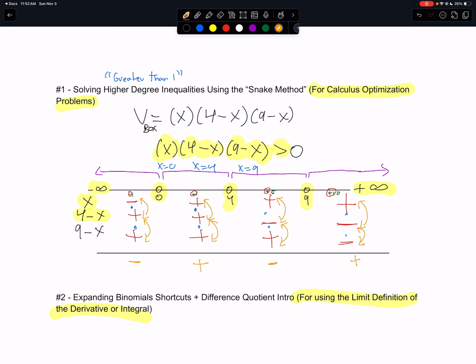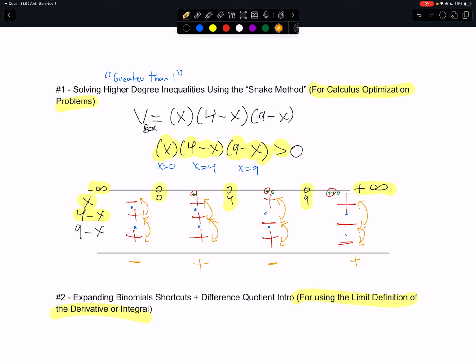So our snake, which I'm going to write here, should look something like this. We have a negative also. I'm going to erase some stuff here now that we're done, just to better illustrate the snake.